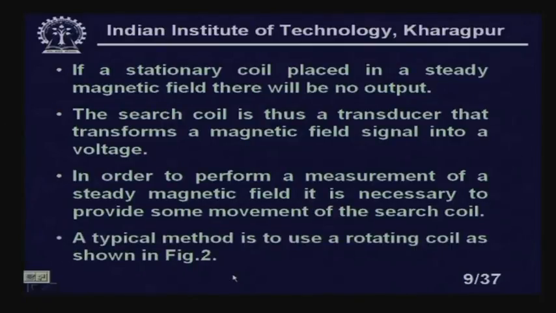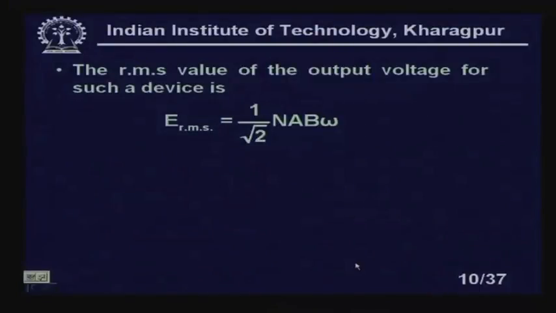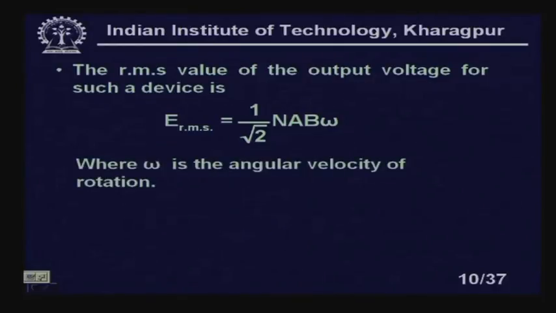A typical method is to use a rotating coil as shown in the figure. With some motors, it will rotate at continuous speed. So, let us look at that. The RMS value of the output voltage for such a device will be given by E_RMS = (1/√2) N A B ω. What are the other things? What are the legends? Where ω is the angular velocity of rotation of the coil.